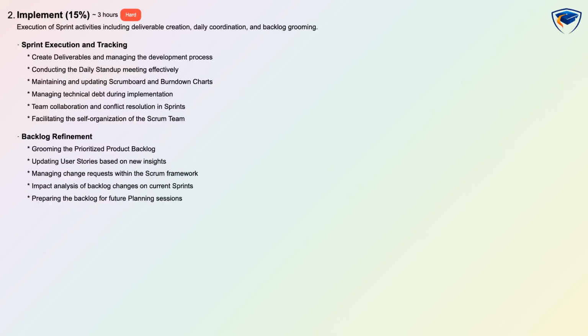Implement is also 15%, hard, and estimated at 3 hours with conceptual and scenario tasks. This domain teaches sprint execution, daily coordination, and how to create deliverables while grooming the backlog continuously. You will practice running effective daily stand-ups, maintaining Scrum boards and burn-down charts, and managing technical debt during implementation. The syllabus emphasizes team collaboration, conflict resolution, and facilitating self-organization while handling backlog changes and impact analysis.